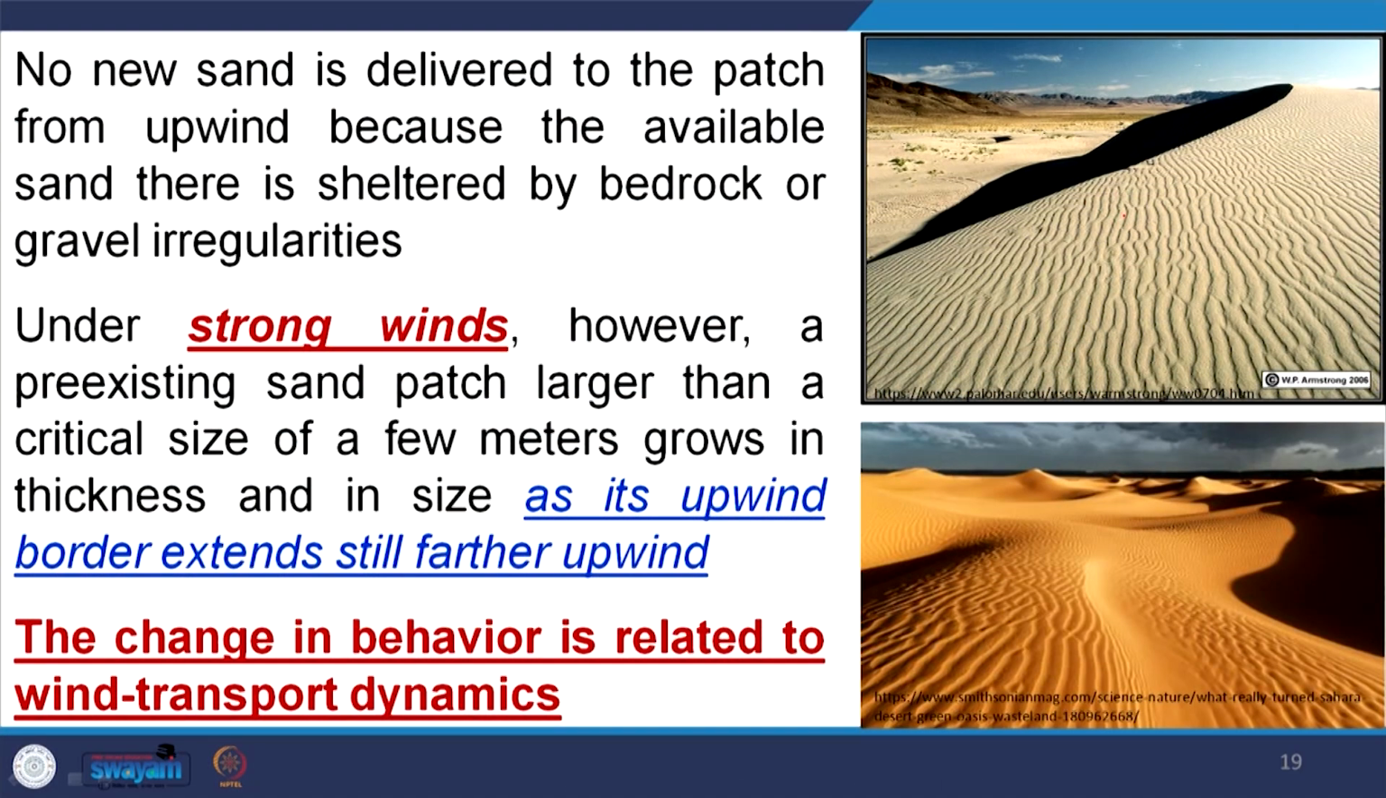Under strong winds, however, a pre-existing sand patch larger than a critical size of a few meters grows in thickness and in size as its upwind border extends still further upwind. So even if the wind is strong, material can be removed from this place and material can be added to this place. That is why you will create a depositional landform either in the downwind direction or here, depending upon the sand supply.